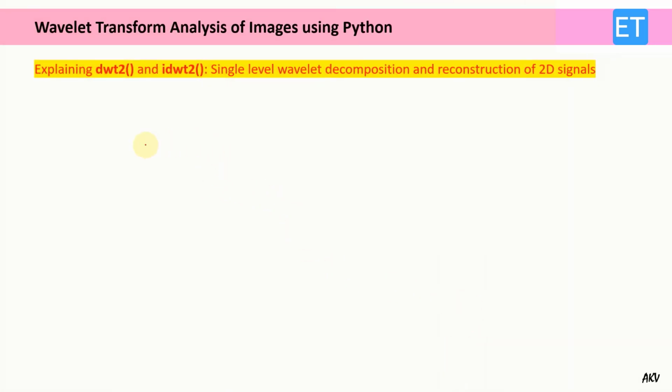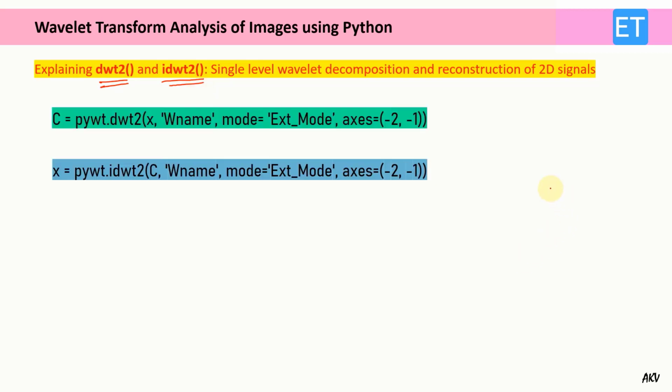Now let's see how we can do the wavelet transform of images using two functions. The dwt2 is for decomposition, and idwt2 is the reconstruction function. So this is the general syntax. This is for decomposition, or discrete wavelet transform, you can say, and this is the inverse transform.